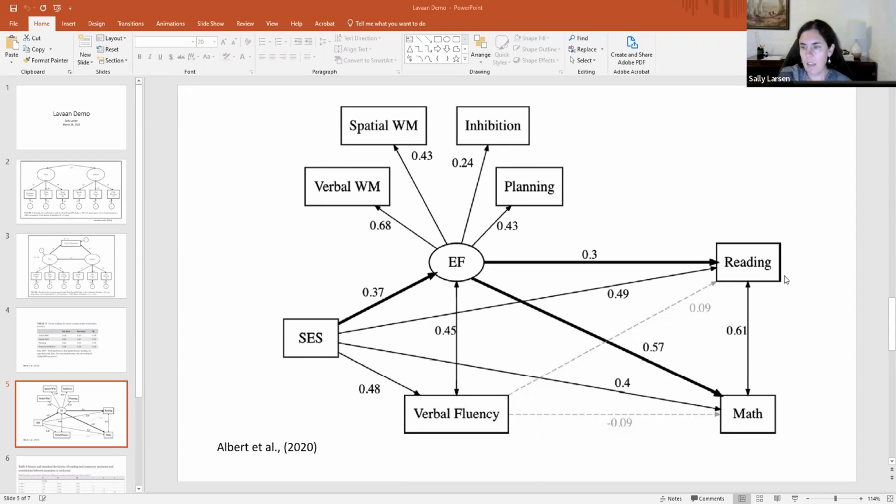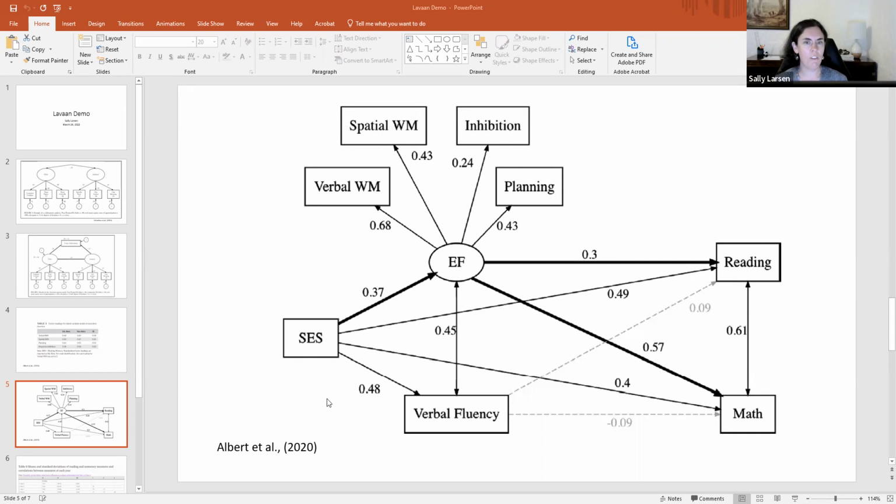What I like about this example is that the variables have a temporal order. SES was measured first, executive functioning and verbal fluency were measured next, and then reading and maths were measured later. The idea is that because you've got this temporal order, it helps with your causal inference. So the things that precede reading and math are in some sense causing them. They're not just co-varying with them, which is a different kind of concept. In terms of education research, thinking about where and when interventions should be put in place, that temporal order of things is really important.